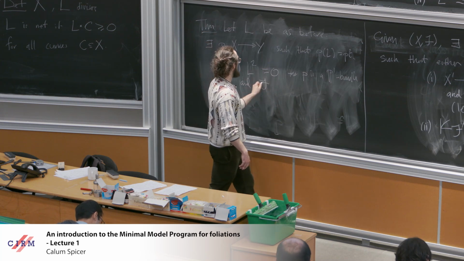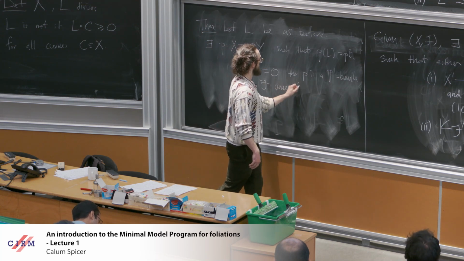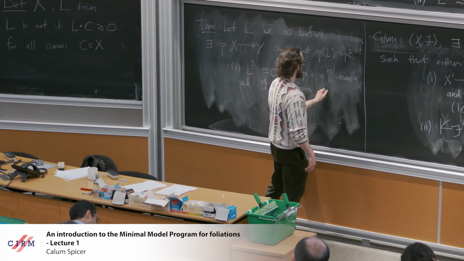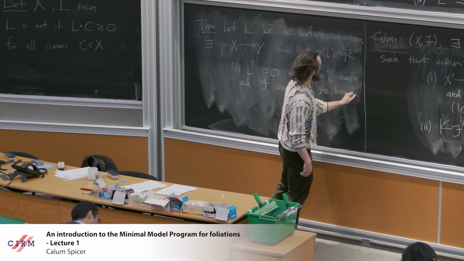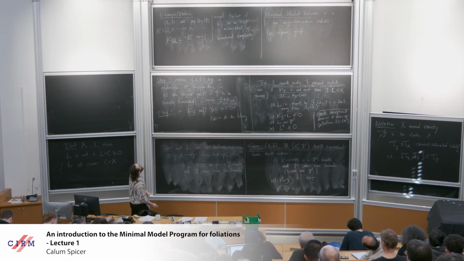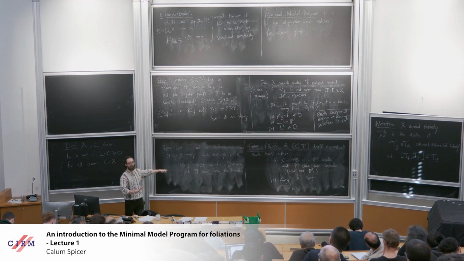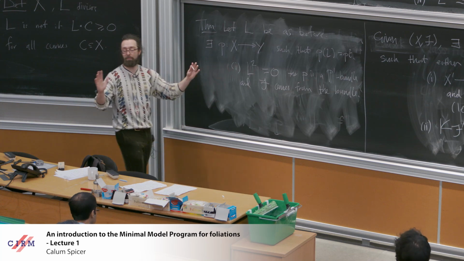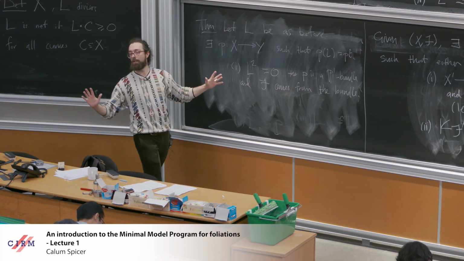And F comes from this bundle structure. So we get into one of our two target cases, namely a bundle structure. So in this case, actually, the minimal model program would terminate. So when L squared is equal to 0, we found the bundle structure we were searching after, and we're done.